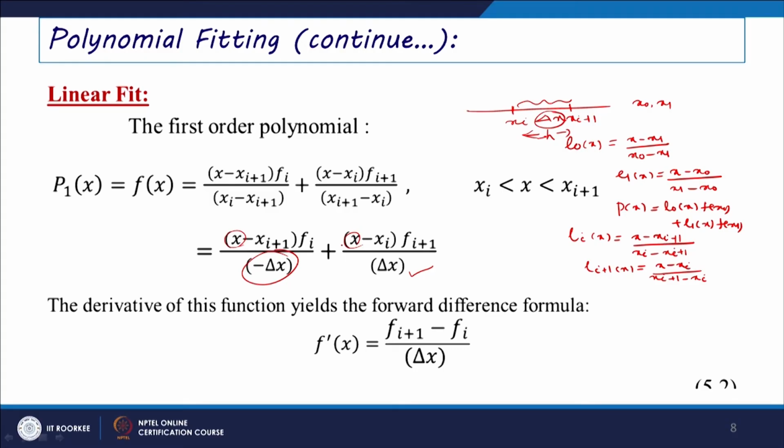So f dash of x, if we write it here, first del x is a constant, so we can take it out. Then it can be written in the form of f of xi divided by minus del x, and this other term can be written as f of xi plus 1 by del x. So the complete differentiation, f dash x, can be written as minus fi by del x plus fi plus 1 by del x, which is just fi plus 1 minus fi by del x.